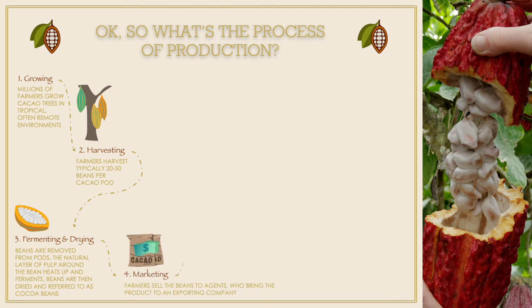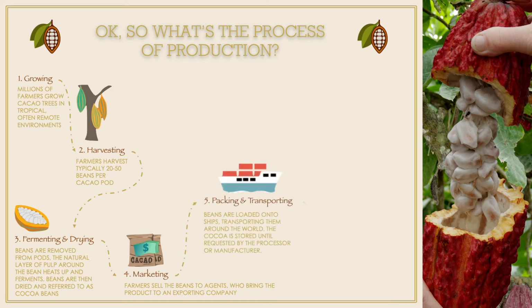Marketing. Farmers sell the beans to agents, who bring the product to an exporting company. Packing and transporting. Beans are loaded onto ships, transporting them around the world. The cocoa is stored until requested by the processor or manufacturer.